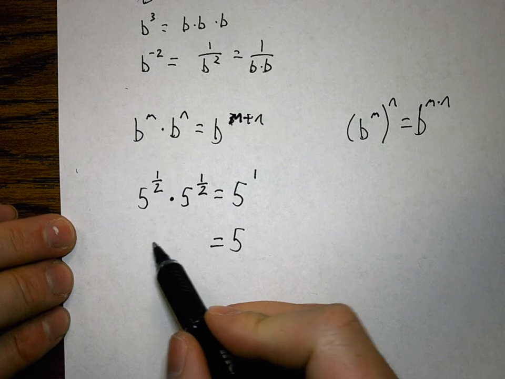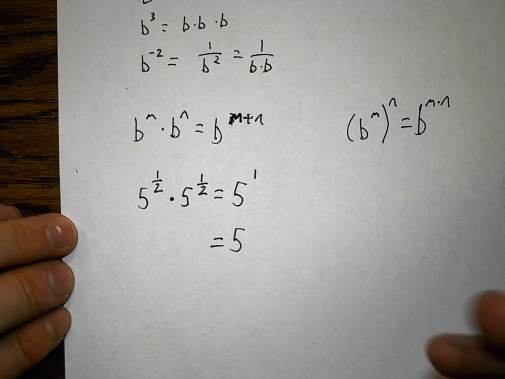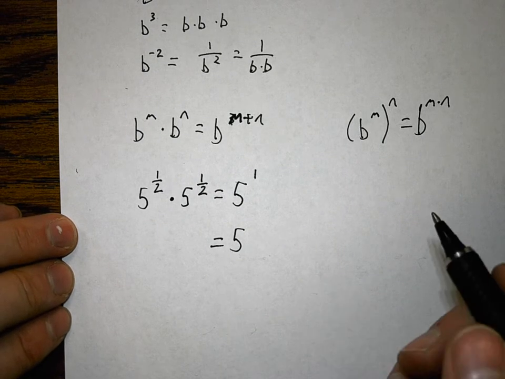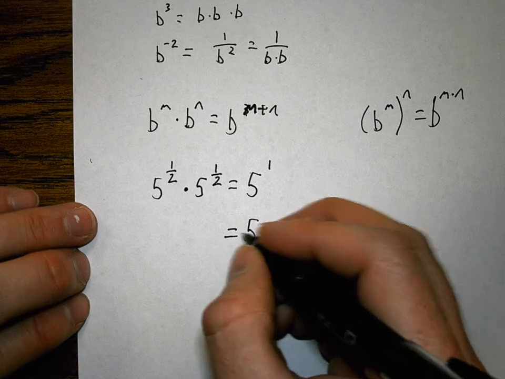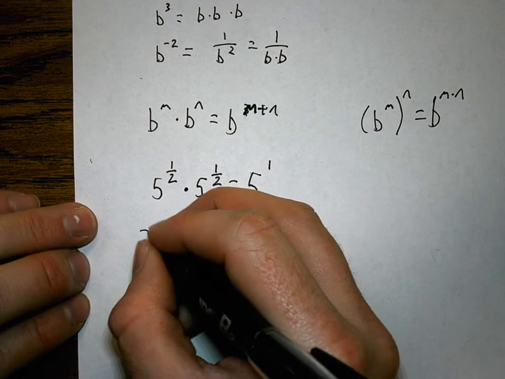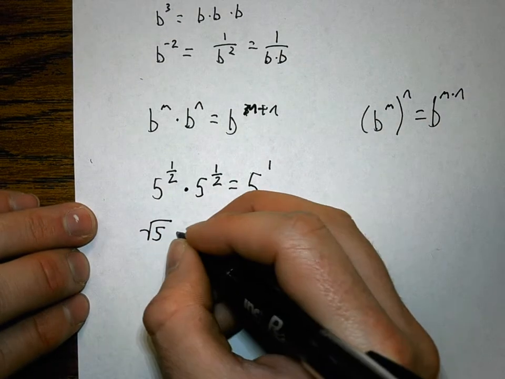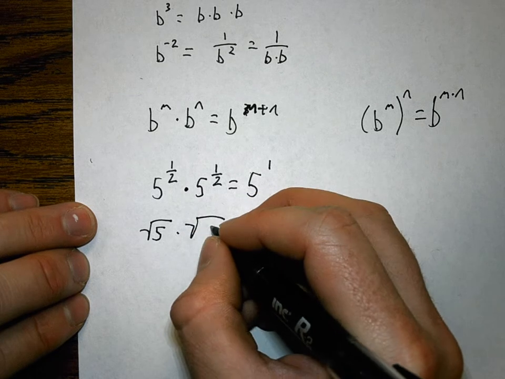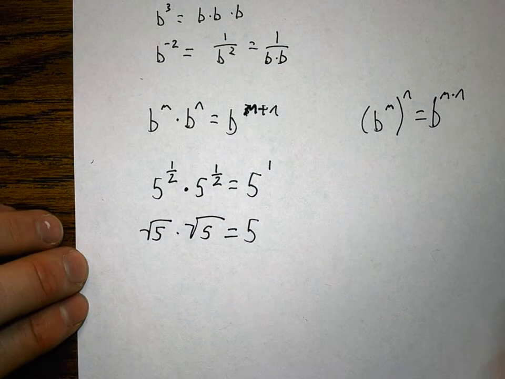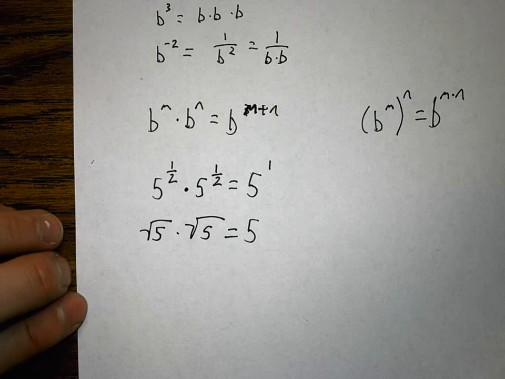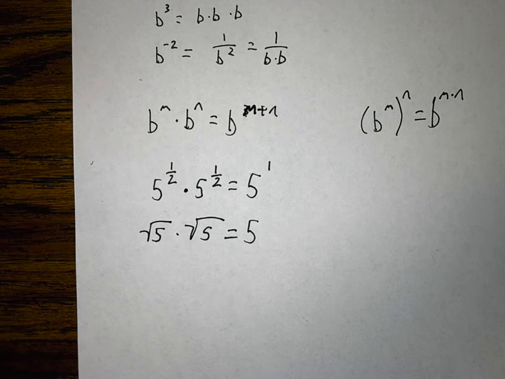Okay, well, what two numbers times itself equals 5? Well, that would mean that we'd have to take the square root of 5 times the square root of 5 to get 5. Sorry about that, those are my emails.